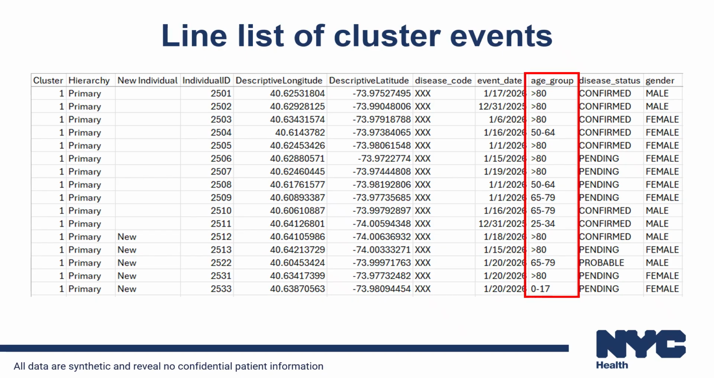The line list output can support cluster interpretation by helping reviewers find patterns. For example, many events in cluster 1 appear to be in the greater than 80 age group, which might suggest an outbreak among the elderly population.